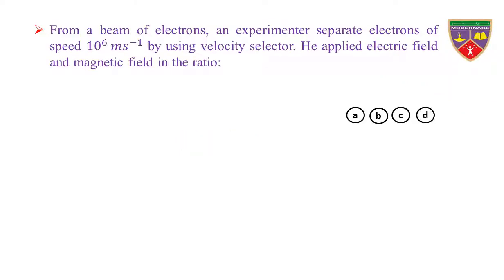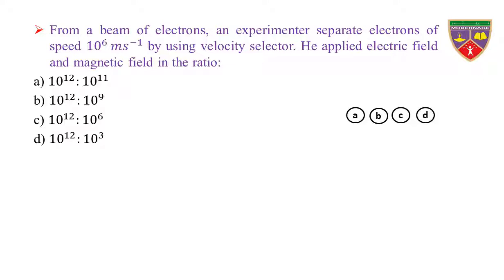From a beam of electrons, an experimenter separates electrons of speed 10^6 meter per second by using a velocity selector. He applied electric field and magnetic field in the ratio. Option A, 10^12 to 10^11. Option B, 10^12 to 10^9. Option C, 10^12 to 10^6. Option D, 10^12 to 10^3.